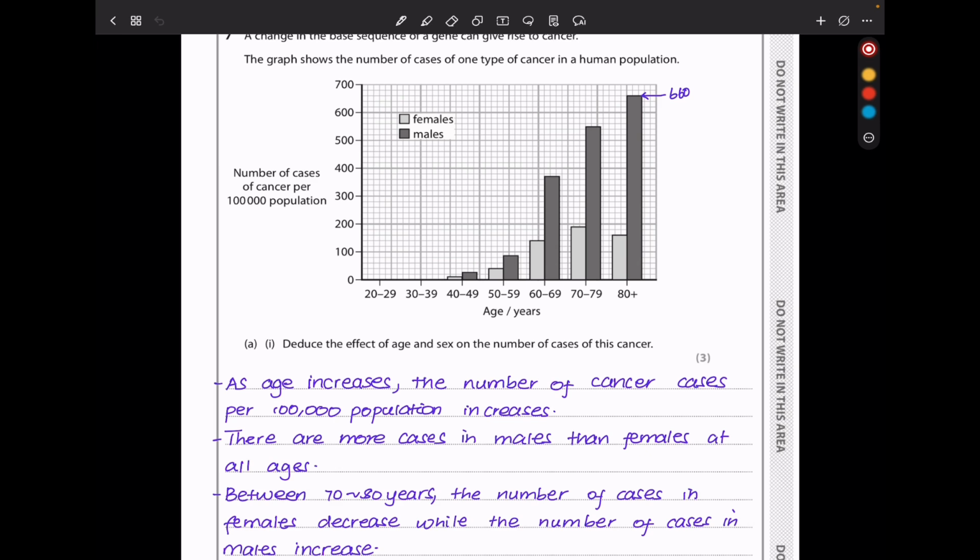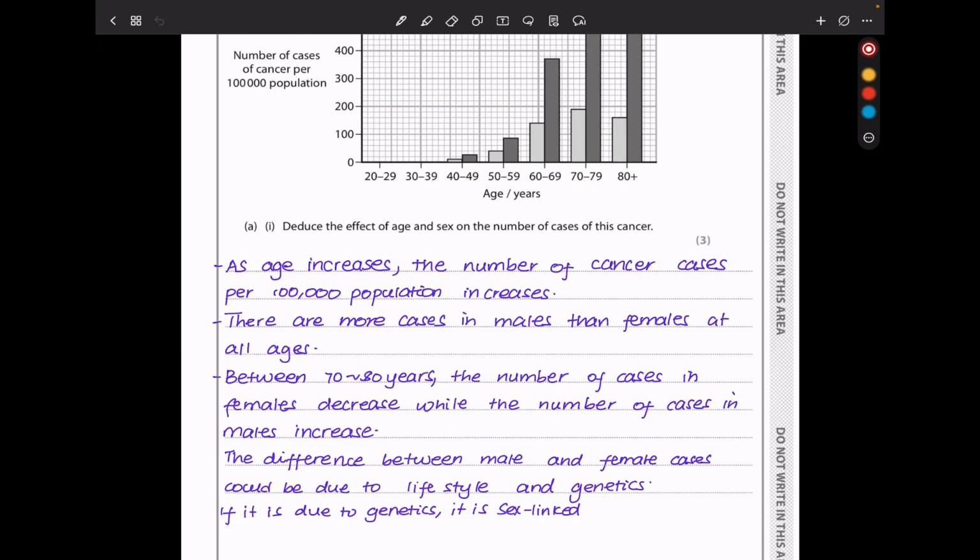However, the cases in females increase until the age range 70 to 79, and then we can see they begin to decrease. Also, for both males and females, we have results from between the age 40 to 49. We do not have results for before that. The cases in males are continuously increasing. So they say deduce the effect of age and sex on the number of cases of this cancer.